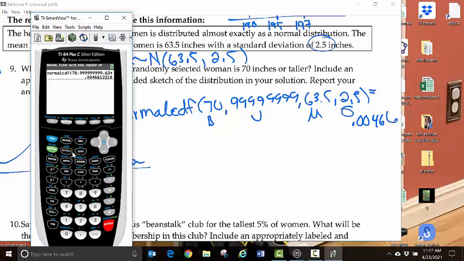0.00466, which is pretty rare and shouldn't shock me since my standard deviation is 2.5. 63.5 plus 2.5 would be 66, right? Another one would be, it's more than 3 standard deviations above, way above average.